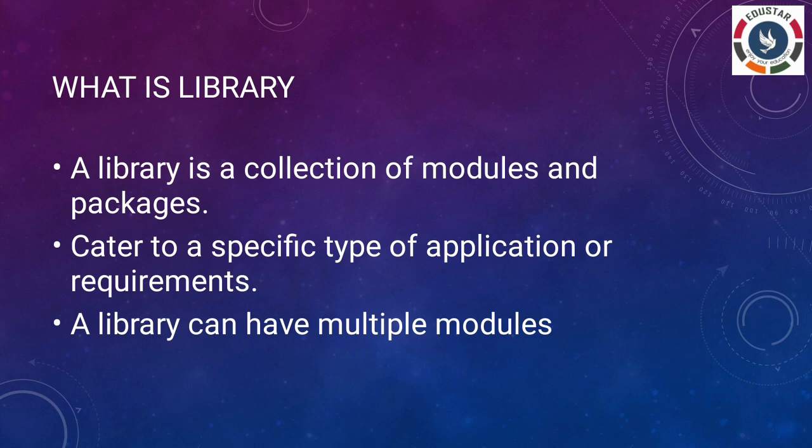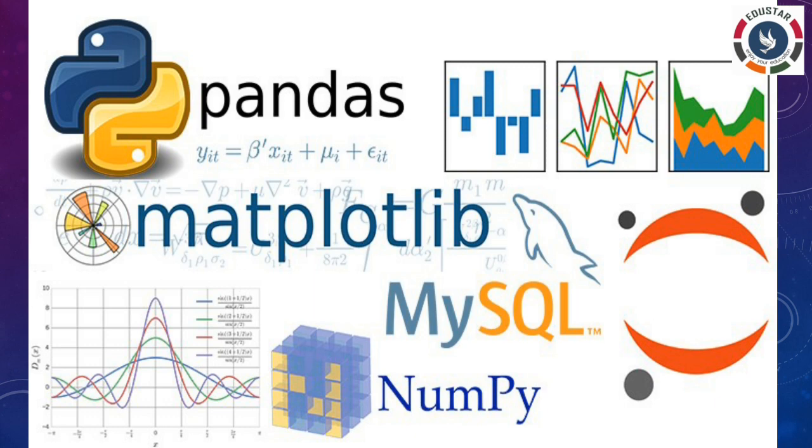And what is the use of this? It is a category specific to types of applications and requirements. Based on the user requirements, the applications will be displayed. A library can have multiple modules, of different kinds. For example, NumPy, pandas, the matplotlib library, and the MySQL library. These are the libraries we use in programs.